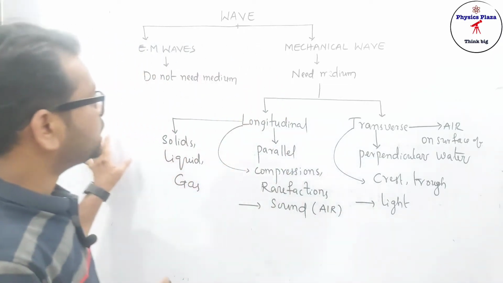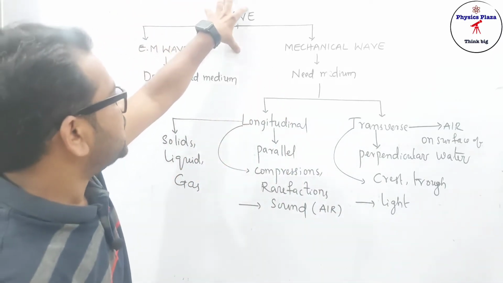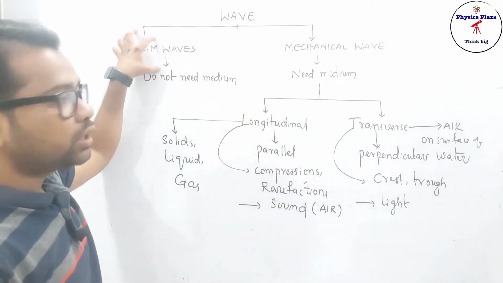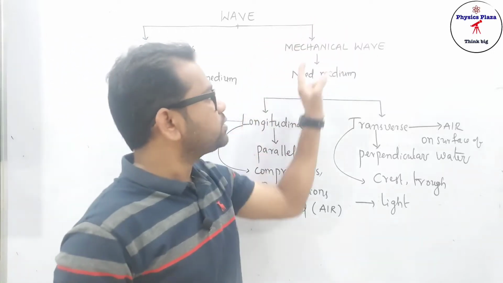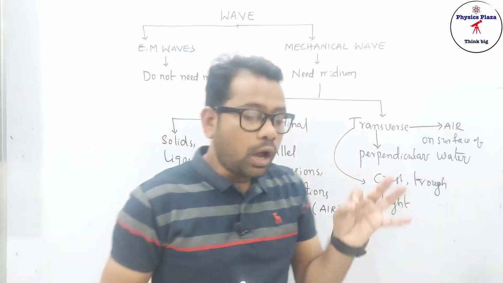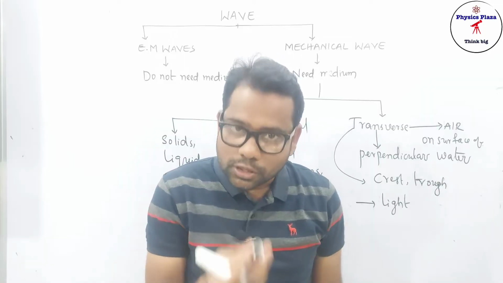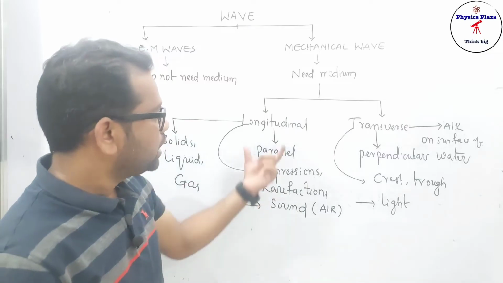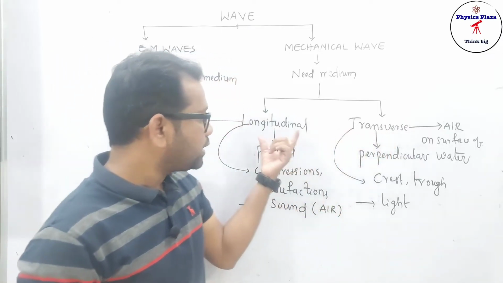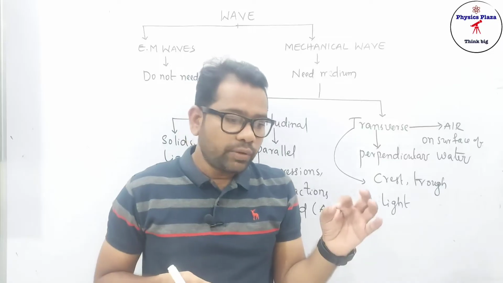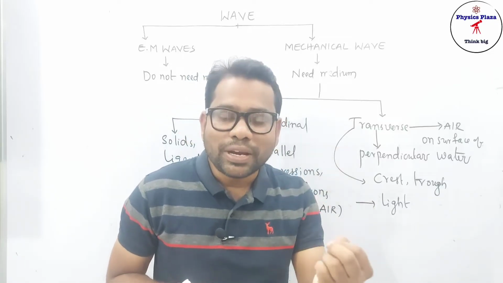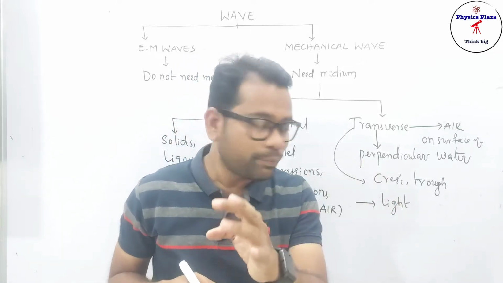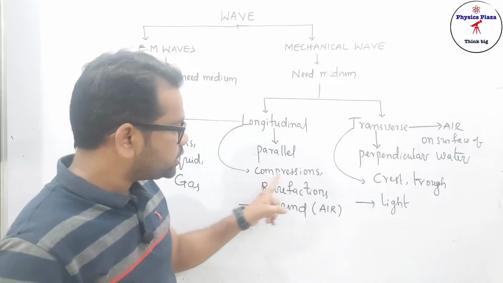Okay, children, once again I am telling you: waves are classified into two groups based on whether they require a medium or not. Electromagnetic waves do not require a medium, whereas mechanical waves require a medium. Based on how particles vibrate during the propagation of the wave, we again have two classifications: longitudinal wave and transverse wave. What is a longitudinal wave, children? The wave in which the particles of the medium vibrate parallel to the direction of propagation of the wave is called a longitudinal wave. And in longitudinal waves, compressions and rarefactions are formed.